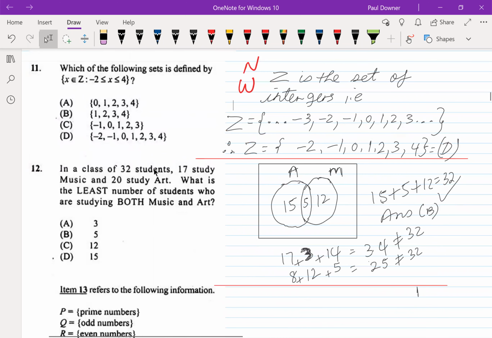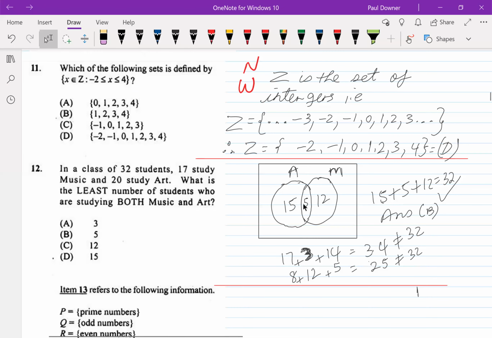In a class of 32 students, 17 study music and 20 study art. What is the least number of students who are studying both music and art? All right, so let's look at this. In a class of 32 students, when we add up those who do art alone, those who do art and music, and those who do music only, these numbers are supposed to add up to the number of students in the class, 32. Good. So what is the least number of students who are studying both music and art?